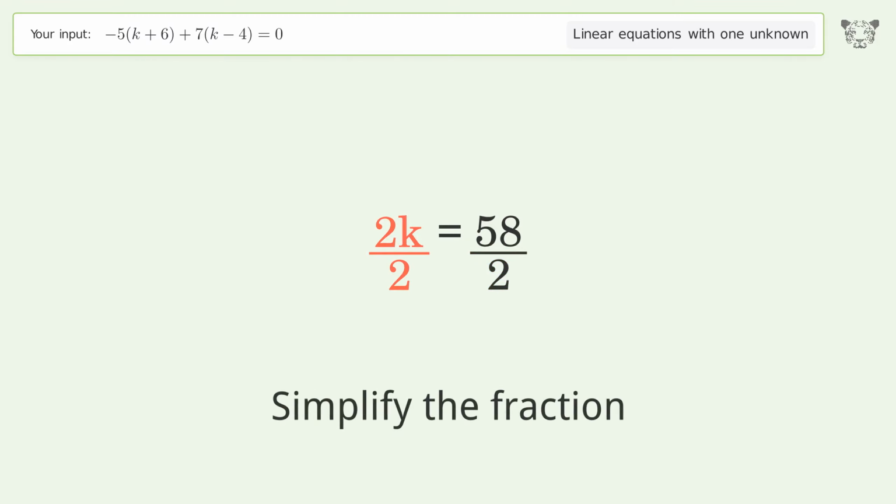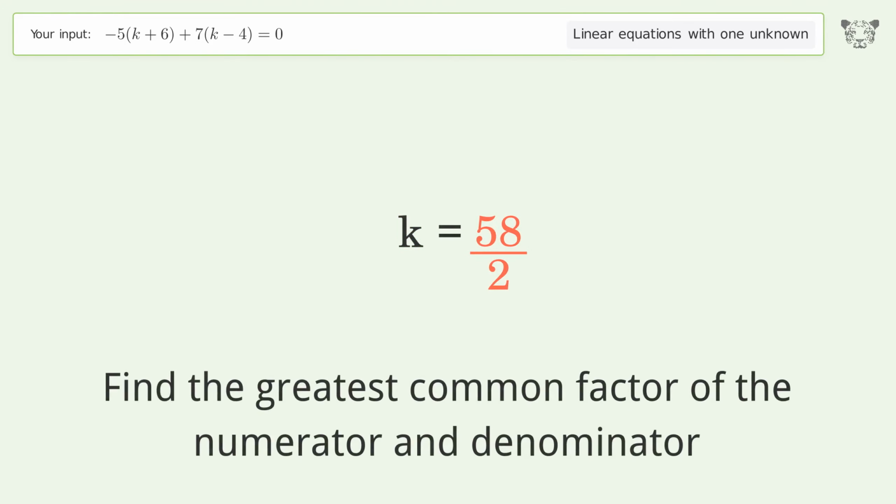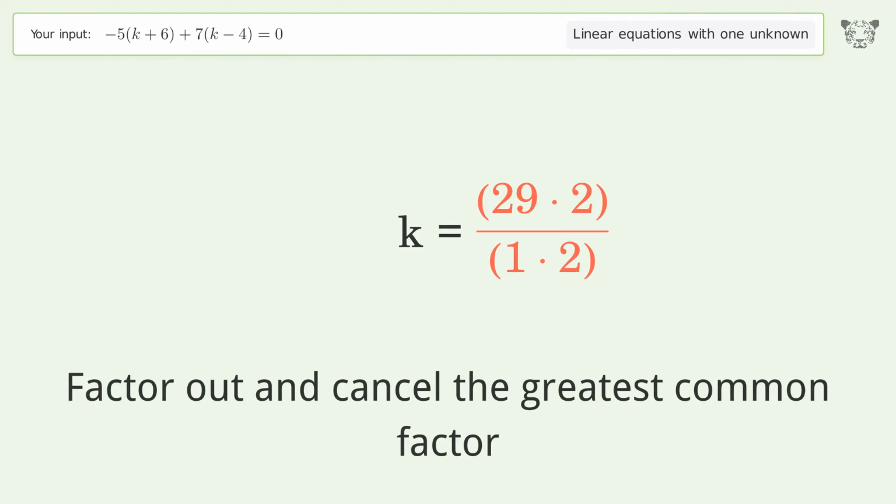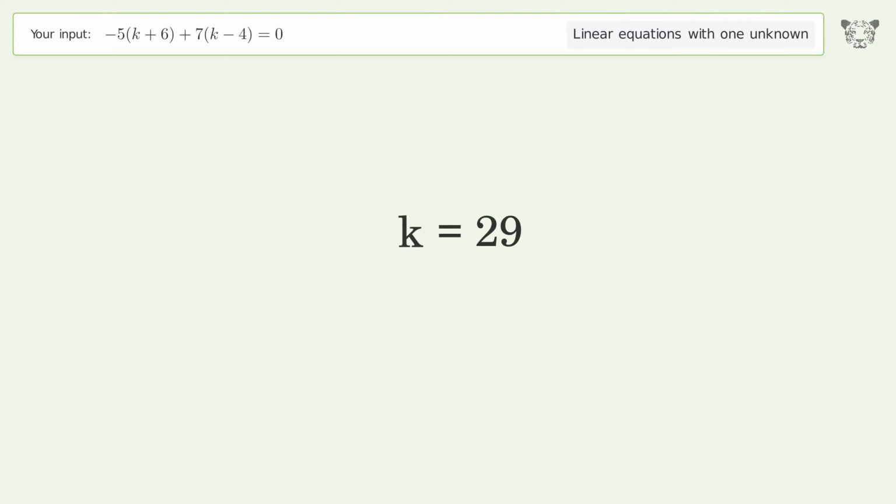Simplify the fraction. Find the greatest common factor of the numerator and denominator. Factor out and cancel the greatest common factor. And so the final result is k equals 29.